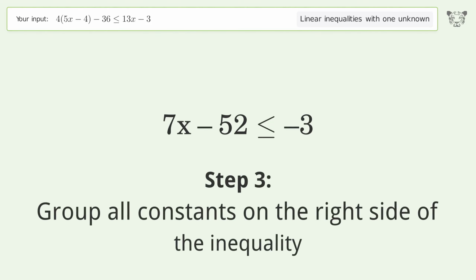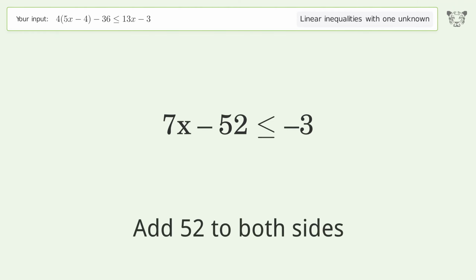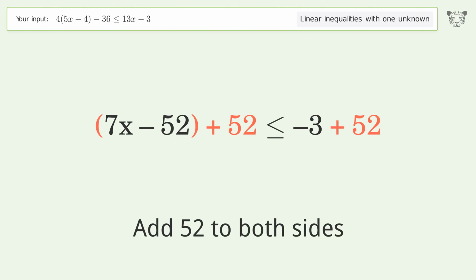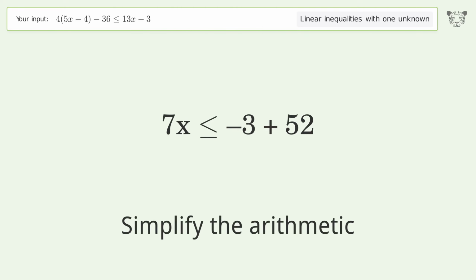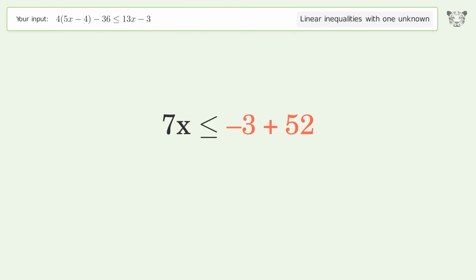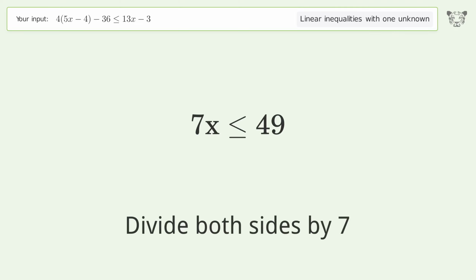Group all constants on the right side of the inequality. Add 52 to both sides. Simplify the arithmetic. Isolate the x. Divide both sides by 7.